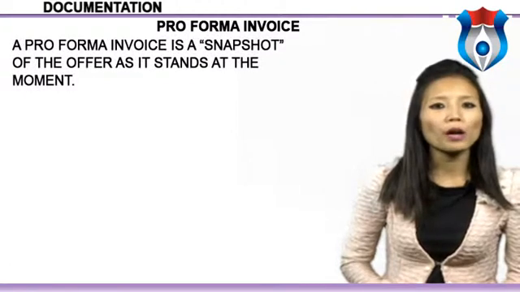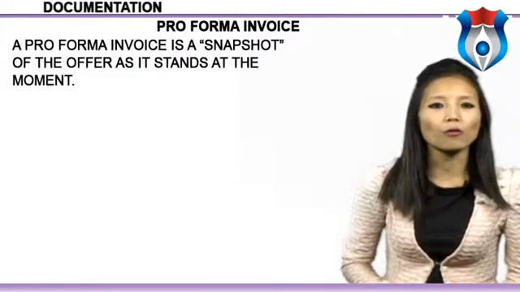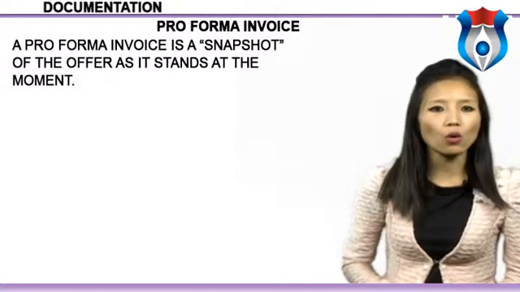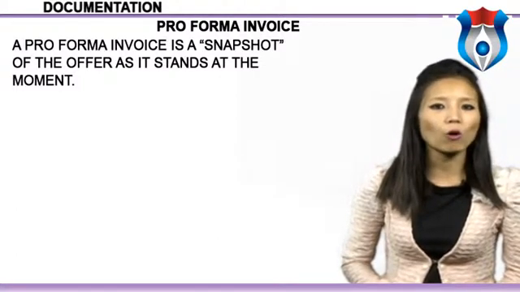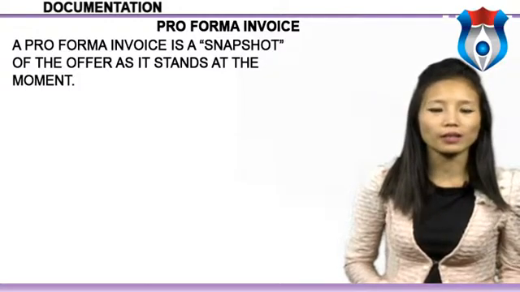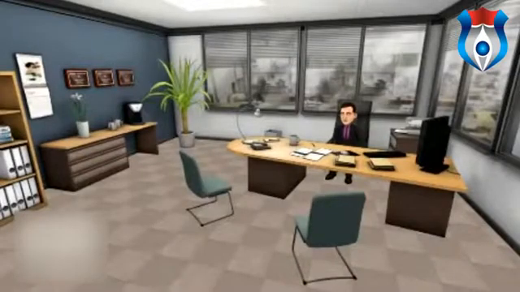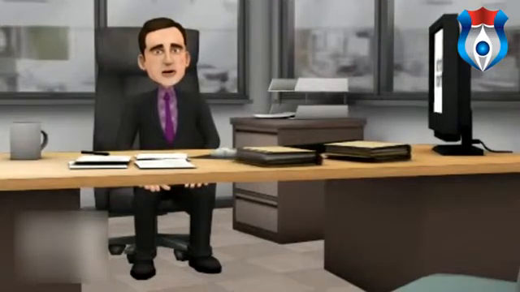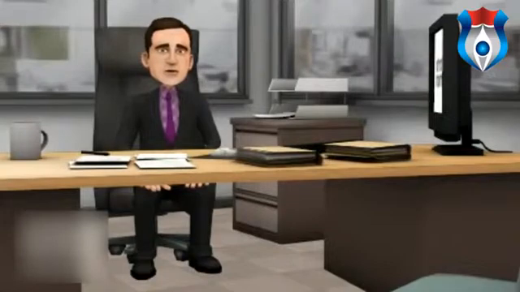A pro forma invoice is a snapshot of the offer as it stands at the moment. The seller should carefully develop the quote because once the buyer accepts the offer to sell at a certain price, a formal contract for the exact amount exists. A pro forma invoice is a preliminary bill of sale sent to buyers in advance of a shipment or delivery of goods. Typically, it gives a description of the purchased items, notes the cost, as well as other important information like shipping weight and transport charges.